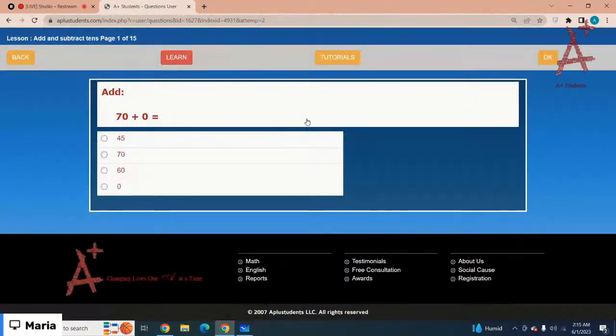70 plus 0. So which is the correct option? Adding 0 to any number equals exactly the same number. So 70 plus 0 equals 70. The correct option is 70.